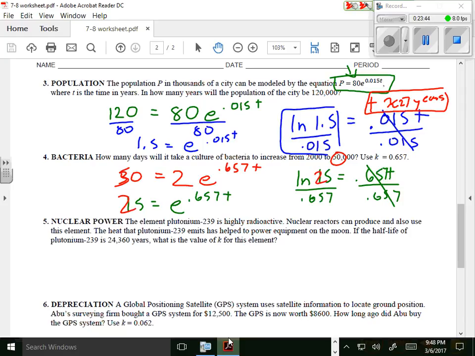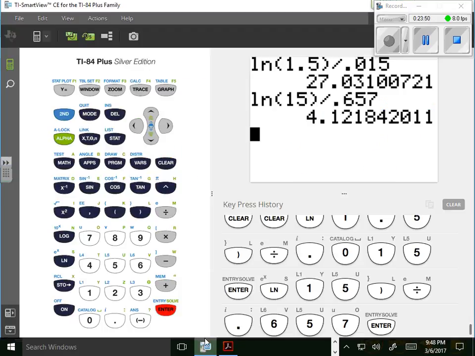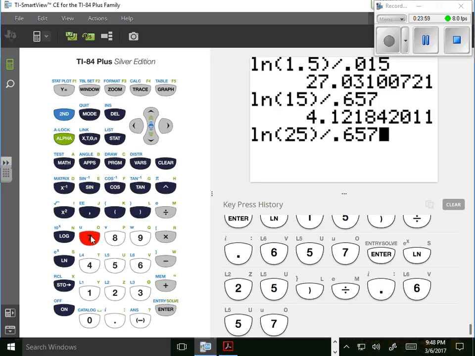So let's back up. Natural log of 25 over 0.657. Natural log of 25 divided by 0.657. That's better. 4.899 or 4.9, close enough to 5 to just call it 5. 5 days, or 4.9 days.